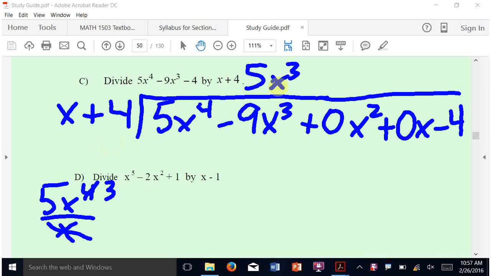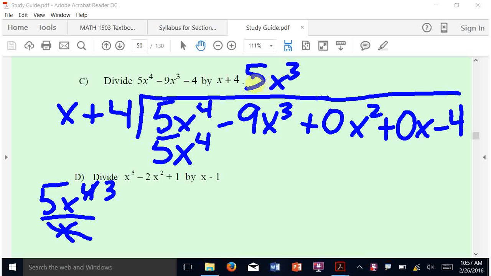And then you're going to do your second step, which is multiply. You're going to multiply 5x cubed times each term in your divisor. 5x cubed times x and 5x cubed times 4. Okay, so 5x cubed times x is going to be 5x to the 4th, which is exactly what we wanted because we want these terms to cancel out. When implementing the first step, you can also think about it in reverse. You can think about what number, when multiplied by x, gives you 5x to the 4th. And that number is 5x cubed.